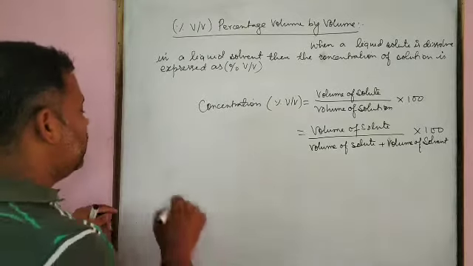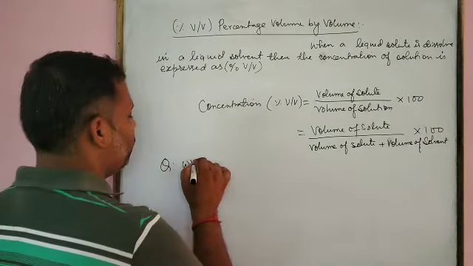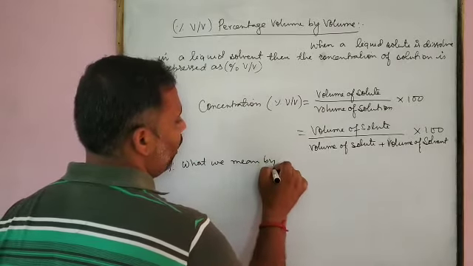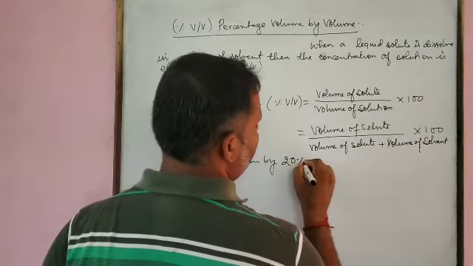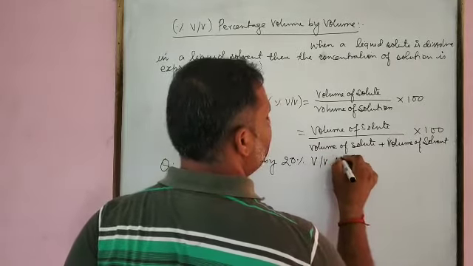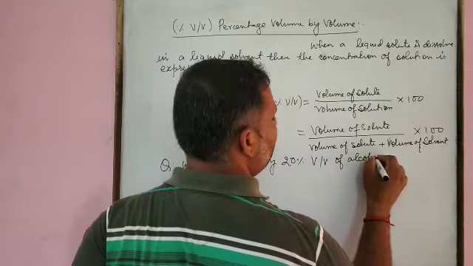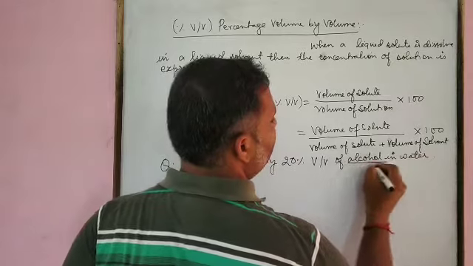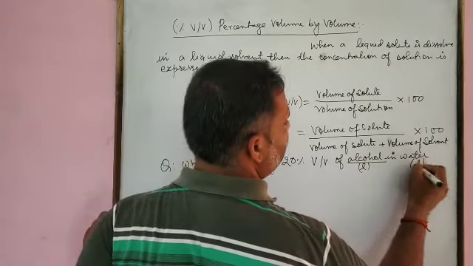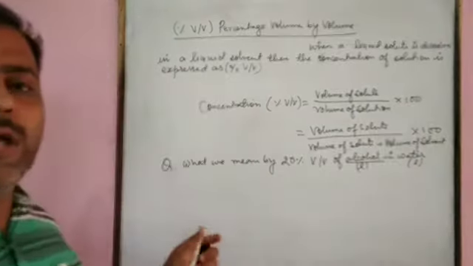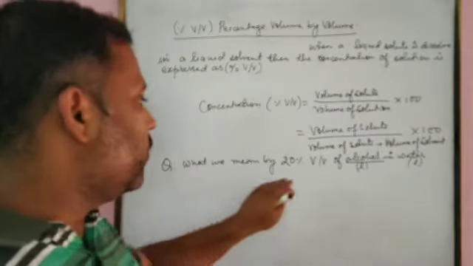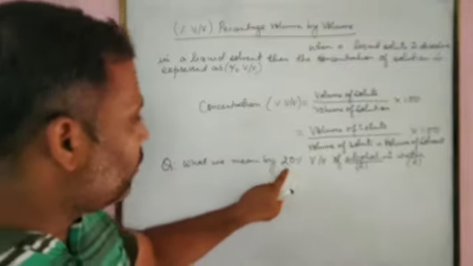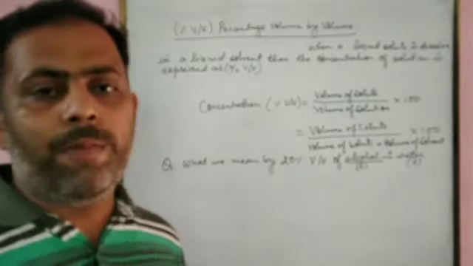Let us have a question: what do we mean by 20% V by V of alcohol in water? We know alcohol is in liquid state, water is in liquid state. Then in order to express this concentration, we use V by V. It means what we have to express is 20% V by V.